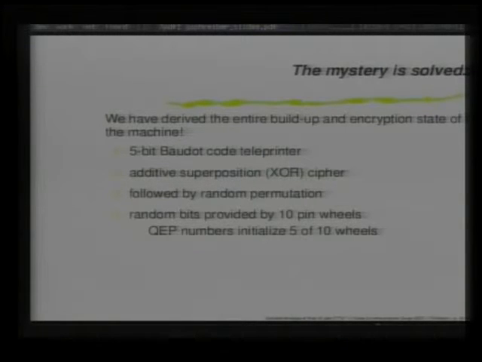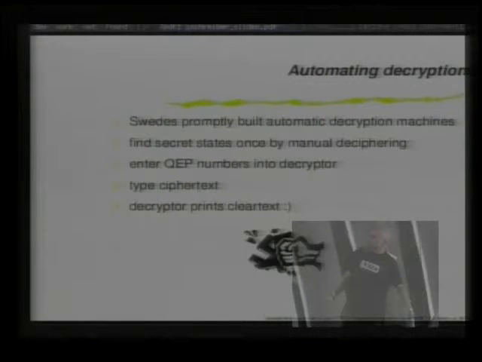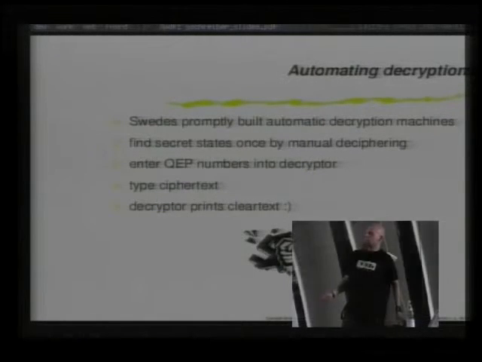So at this point, you know exactly what to do if you get one of these messages. You just initialize the 5 wheels with the given numbers, and then you can mechanically decrypt the whole message, just as the real machine would, once you've discovered the rest of the state, until they change it. It usually changes once a day or something like this. So that allows us to do what the Swedes did.